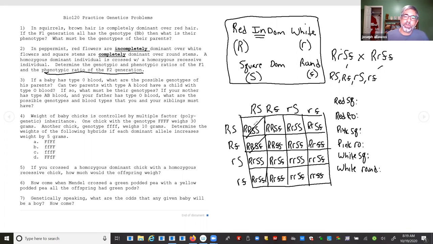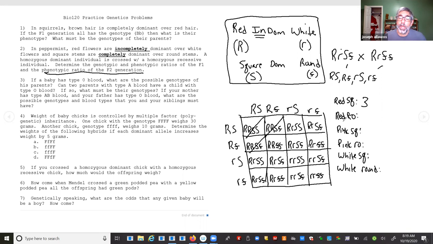So it turns out there's only two. Oh, I missed one. Here's the third one. Yeah. So it turns out that there are three that are red and square. This one's square because it has a big S and a little S. Let me make sure I didn't miss any others. Nope, that looks like that's it. So there's three of those ratio-wise.